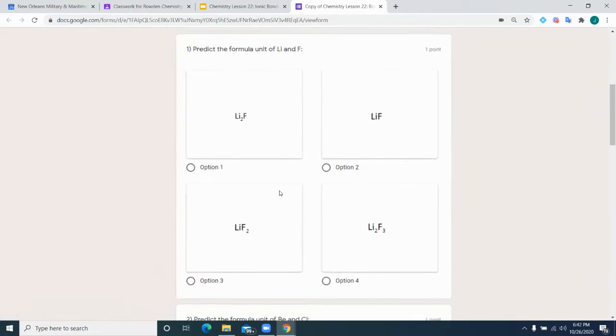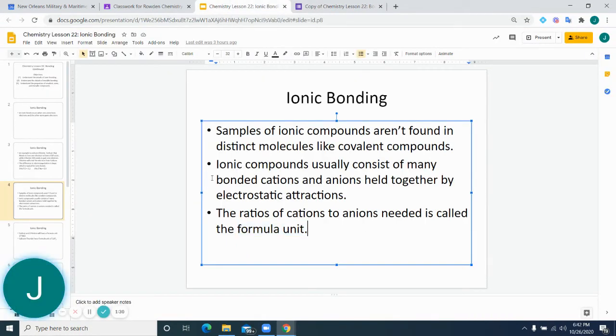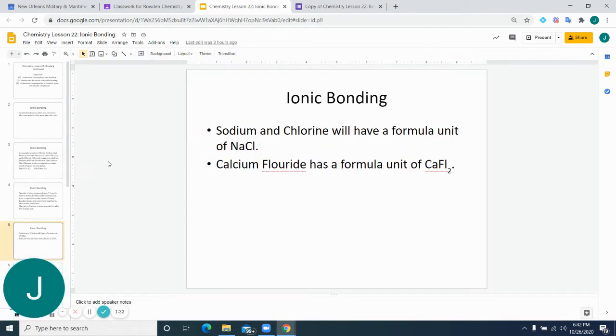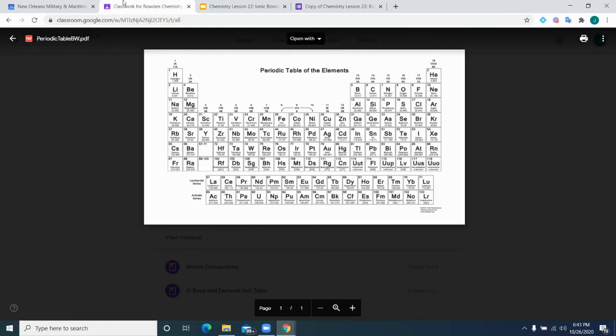which, like right here, if you look, the first question, here's just a bunch of formula units right here. See, they're just a bunch of ratios of how many Li's and how many F's you're going to end up having. And so the way that we're going to figure this out, if we have something like sodium and chlorine, it'll be NaCl. Calcium and fluorine will be CaF2. So let me show you how we're going to figure this out. You're going to go to the periodic table.